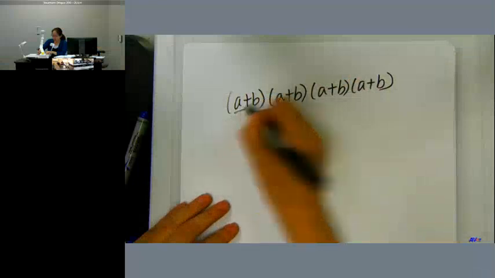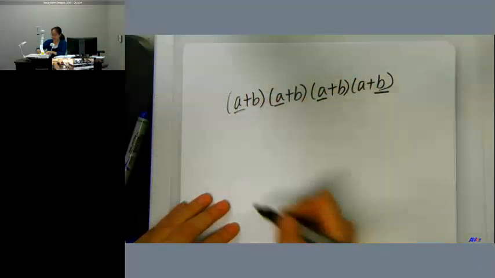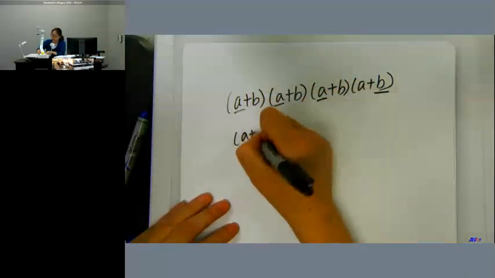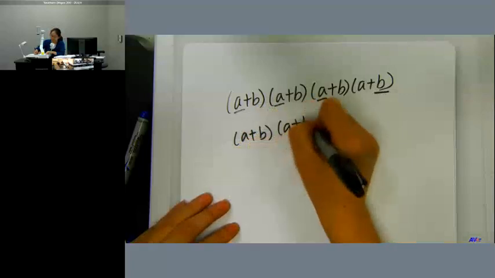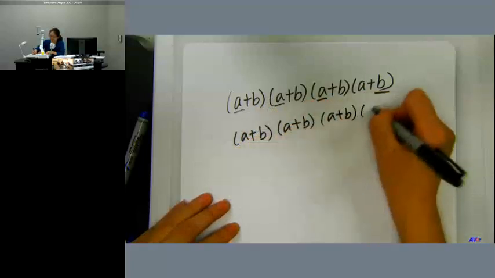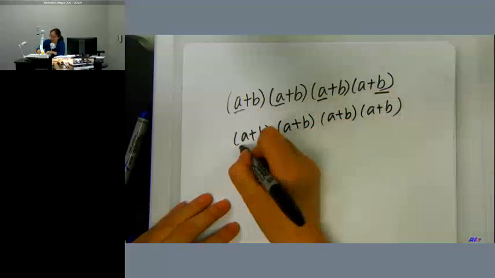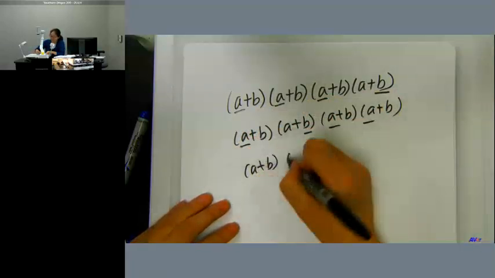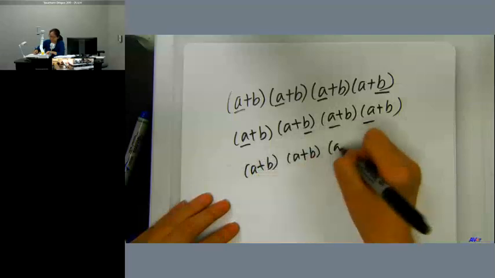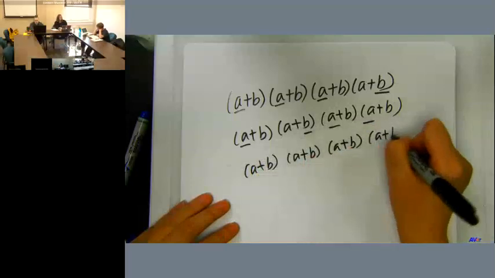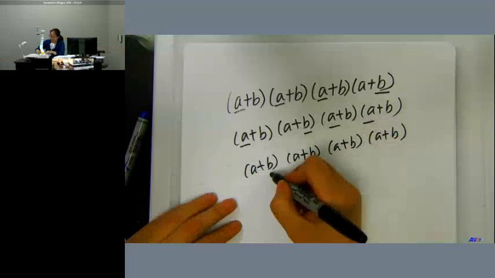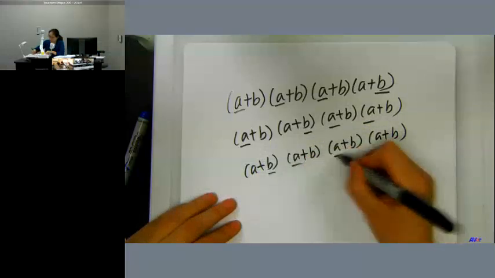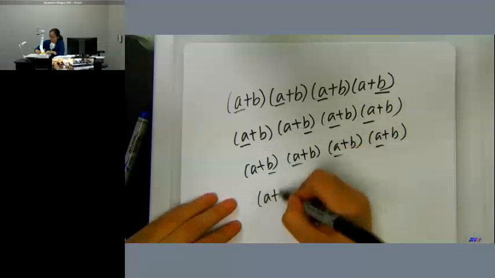So I could do that. That's one way. I could do A, B, A, A. That's another way. I can do maybe B, A, A, A. I have another way.